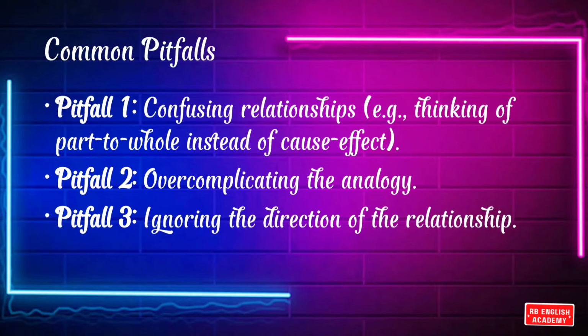Pitfalls of verbal analogies. Pitfall 1, confusing relationships. For example, thinking of part to whole instead of cause and effect. So sometimes the relationship will make us confused. So we have to identify the correct relationship between the words. And the next one is overcomplicating the analogy. We have to think of it in a simple way. It will give you the proper solution. And pitfall 3, ignoring the direction of the relationship. We should not change the direction of the relationship, otherwise the meaning will be different.